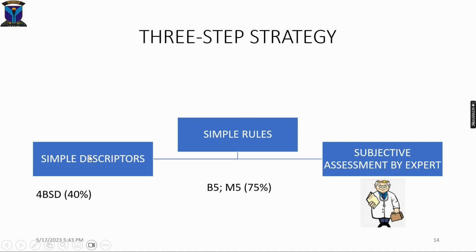Now let's look at the 3-step strategy. When you use the simple descriptors, you'll be able to pick or accurately diagnose at least 40% of adnexal lesions. If that doesn't apply, use the simple rules. And when the simple rules are used, you can pick up to 75%. So you are left with about 25%, where, among others, you can subject it to assessment by an expert, which is the best.